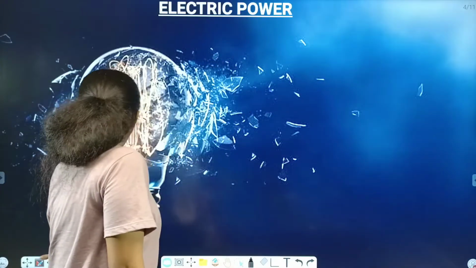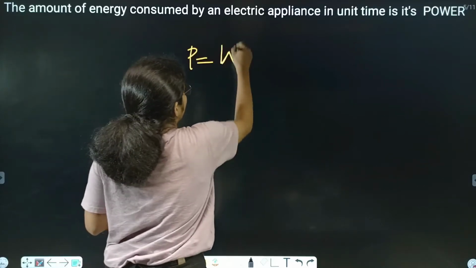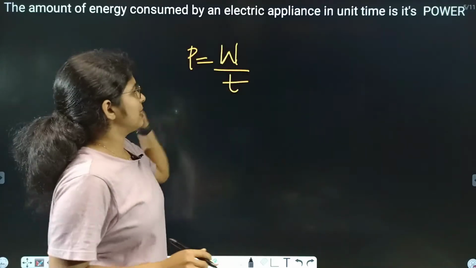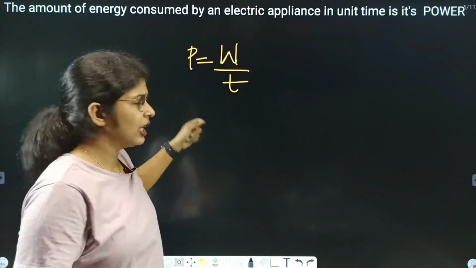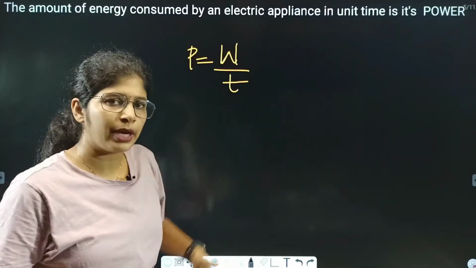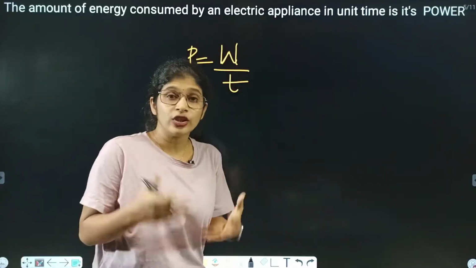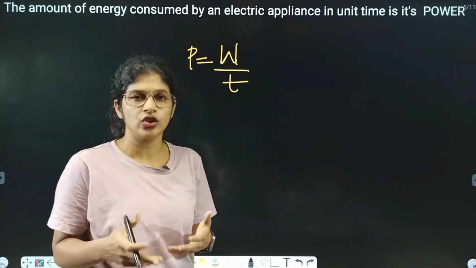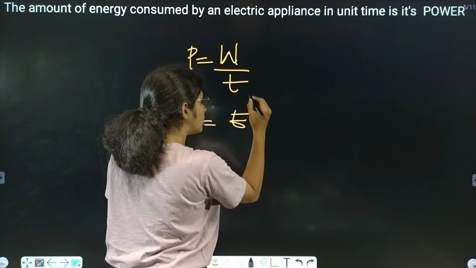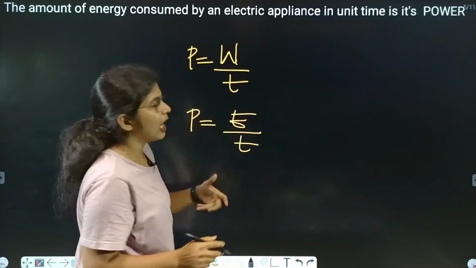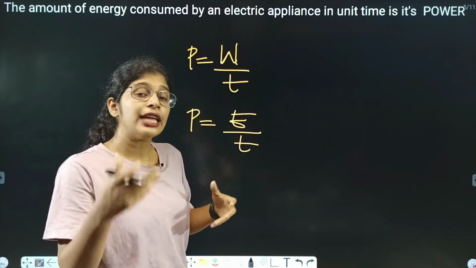Okay, so how can we write this equation? Power is equal to work done by time. So what does it mean, work done by time? By definition we say the amount of energy, but by equation we say work done by time. Some of you may have some confusion. So actually, to perform work we need energy. So we can rewrite this equation as power equal to energy consumed by time. Both are the same, either work done by time or energy by time. Actually power is the rate of work done.